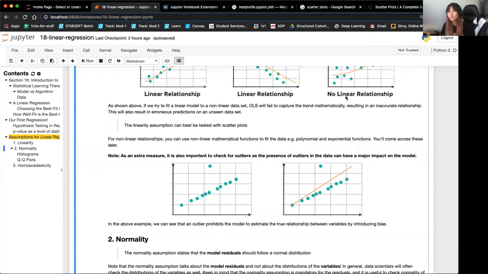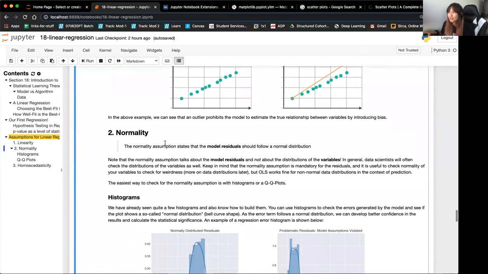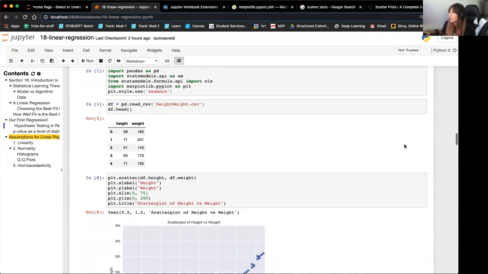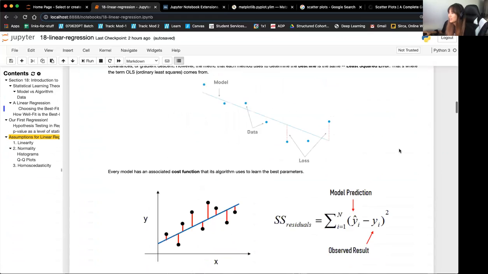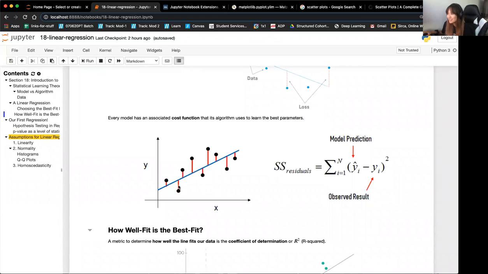All right, so linearity was our very first assumption. Our second assumption is normality. The normality assumption states that model residuals should follow a normal distribution. Model residuals means, let me scroll back up to the graph here, each of these distances. If you were to take these absolute distances and plot them in a histogram, they should look like they're normally distributed.